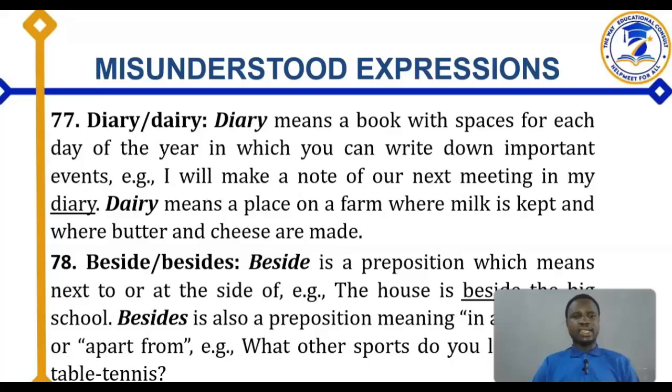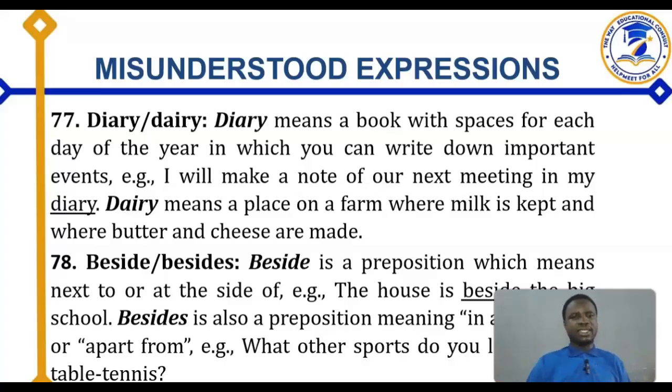You have diary, you have dairy. Diary, take note of the spelling, is a book with spaces for each day of the year in which you can write down important events. That book you hold in your hand where you write important events, that one is what? Diary. Look at it, D-I-A-R-Y. I will make a note of our next meeting in my what? Diary. Then dairy is a place on a farm where milk is kept and where butter and cheese are made. Very simple.